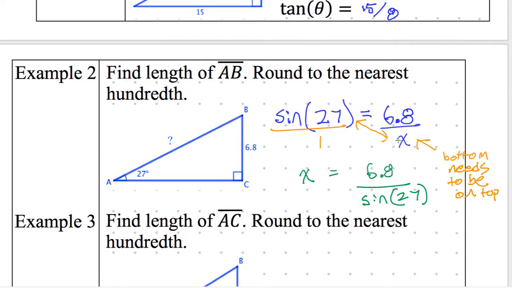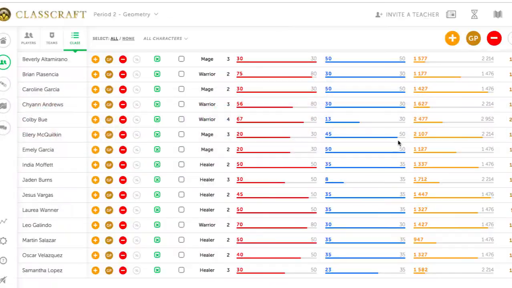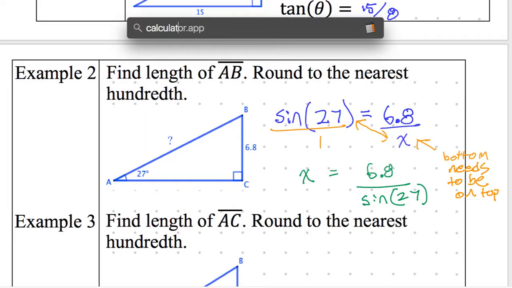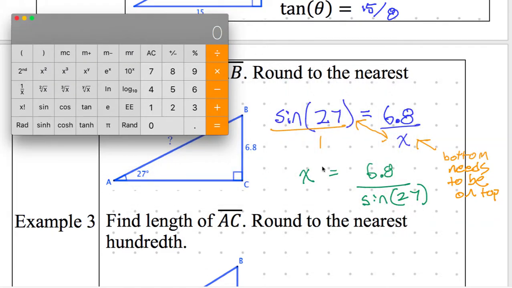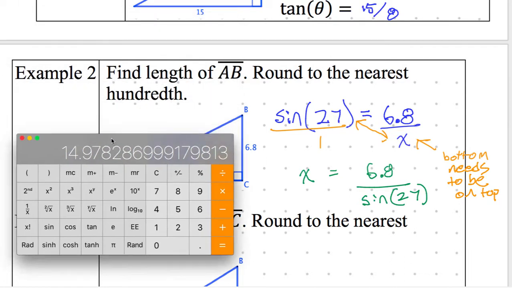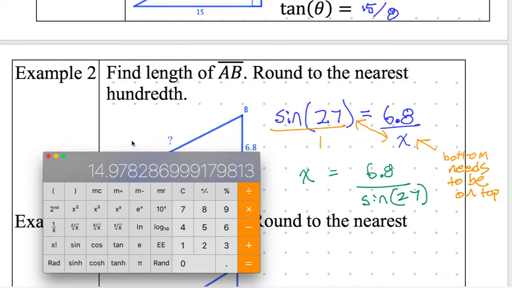From here, I just calculate, and you will need calculators, so I'll do this for us. Let's pull up my calculator. If you have one of these calculators on your Macs, you're first going to do 6.8. That's going to be divided by sine of 27. Sine of 27 is 0.45, and then when I hit equals, it's doing 6.8 divided by this number, which is 14.978. Is there a volunteer out there? One last volunteer, I think it's on you, Brian. Can you round this to the nearest hundredth? That means 2 decimal places.